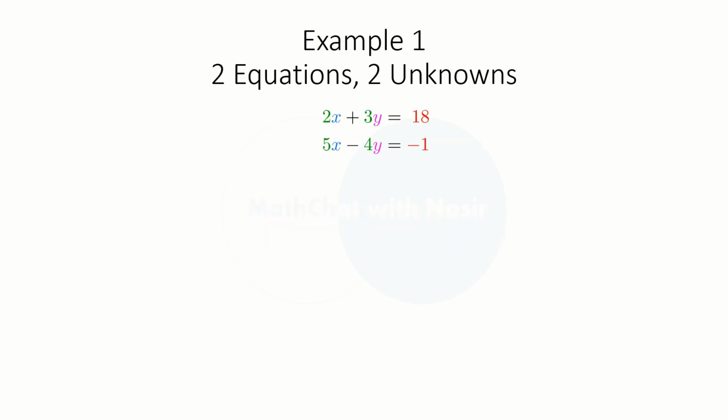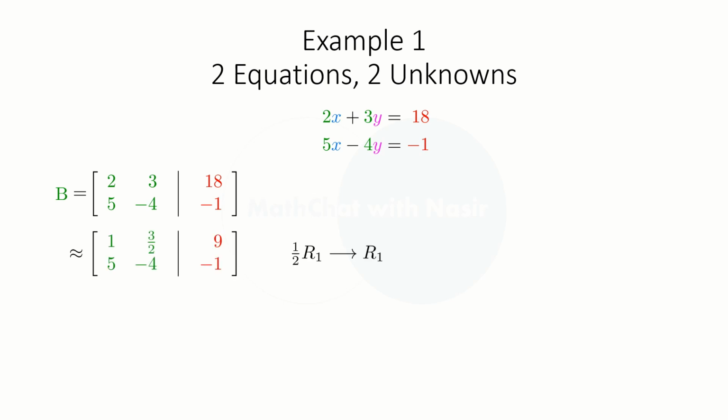Our first example has two equations and two unknowns. First, we write the augmented matrix B. Now we will perform a series of elementary operations to convert the augmented matrix to the reduced echelon form. In the first step, we make the first element of the first row equal to 1. So we multiply the first row by 1/2.